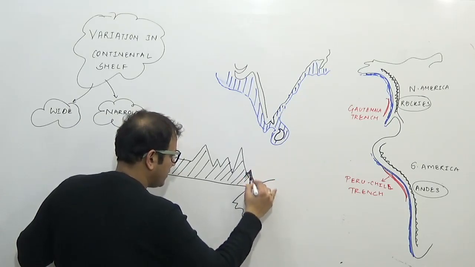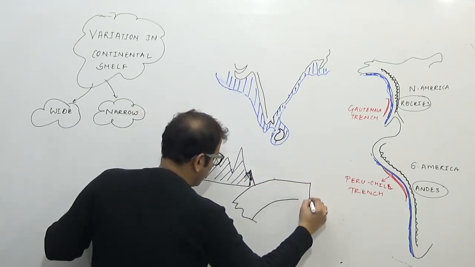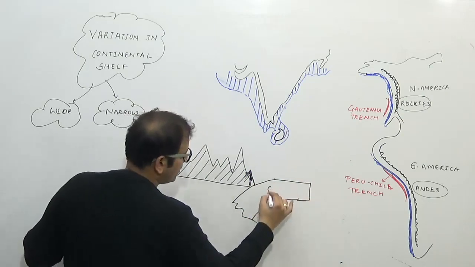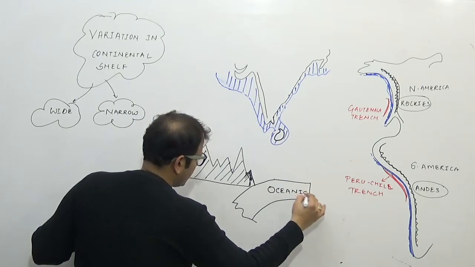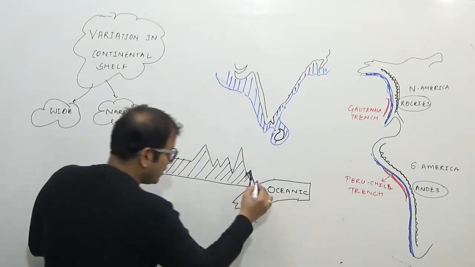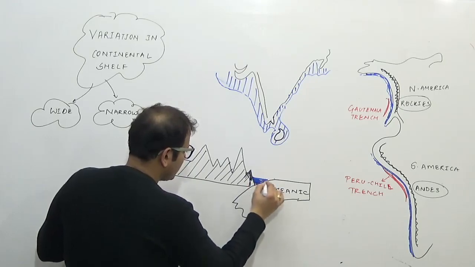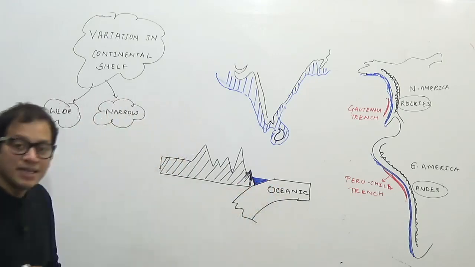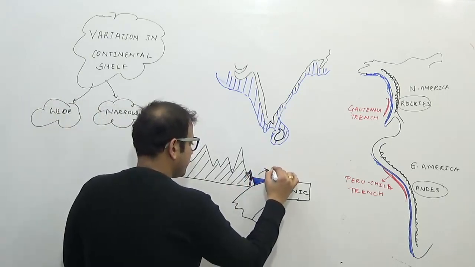So there is a tremendous amount of folding. There is one plate which is going below the other plate. Now here you remember the oceanic plate is going below the continental plate. And in this, where there is a deeper part here, you can see this deeper part is the oceanic trench. The blue shaded area is an oceanic trench.